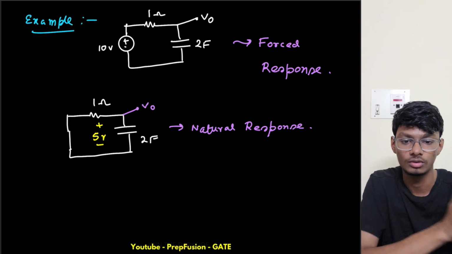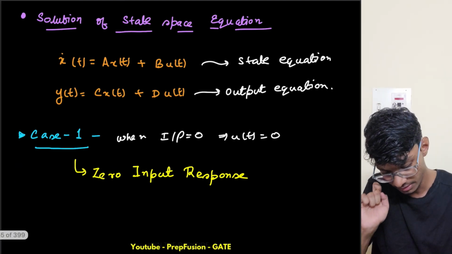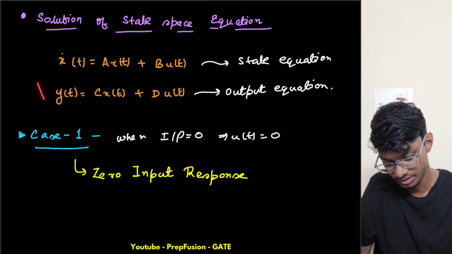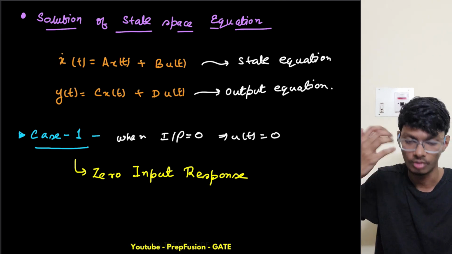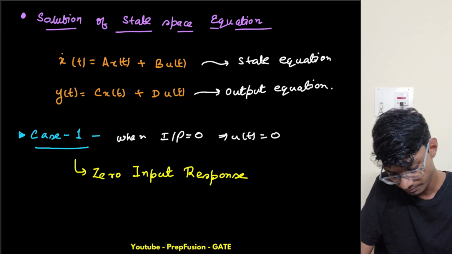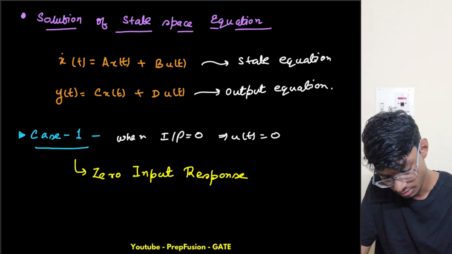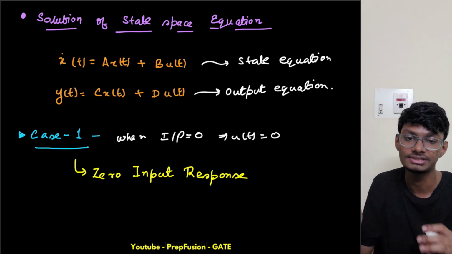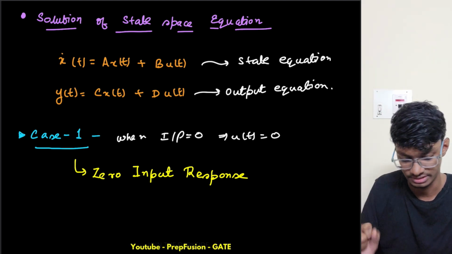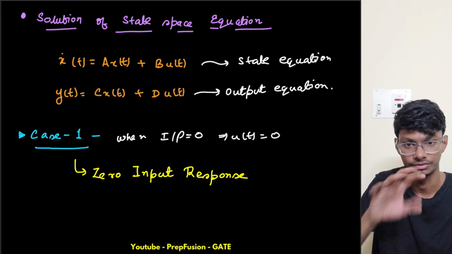So let's come back to our solution, right? We have to solve for the state transition equation when the input is zero. So if the input is zero, what will my state equation and output equation become? Simply B and D will be eliminated. Only the A and C matrices will come into the equation, right?